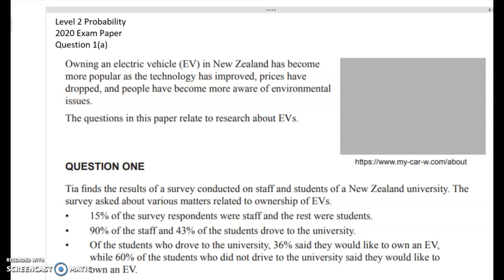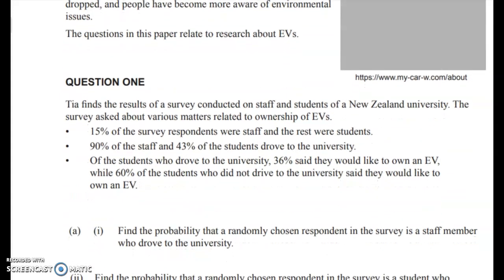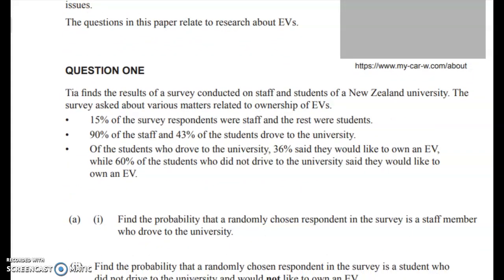It's all about electric vehicle ownership and a survey that was done on staff and students at New Zealand University. Really important that when you're doing probability questions that you read that introductory context carefully and that you answer in context. So owning an EV in New Zealand has got more popular as technology has improved, prices have dropped and people have become more aware of environmental issues. Okay, so the questions in this whole paper are about research about electric vehicles. This is just question 1A.